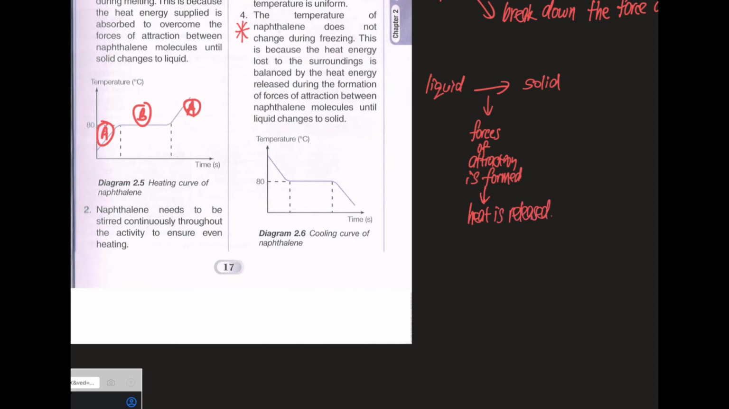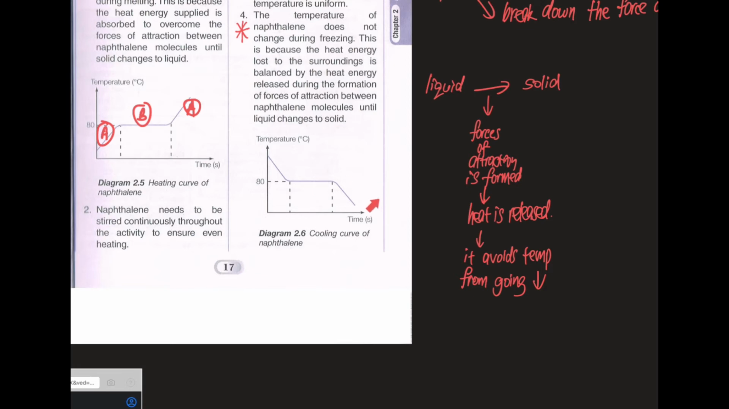Heat is released. Okay, so because heat is released, it avoids the temperature from going down. Because heat is released, the temperature will remain at the same temperature. It will not go down temporarily.